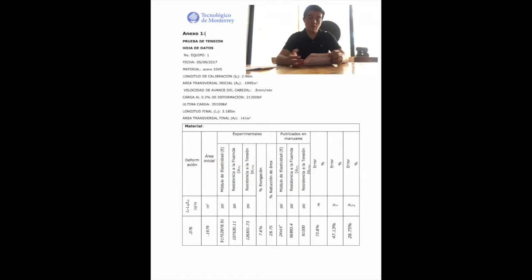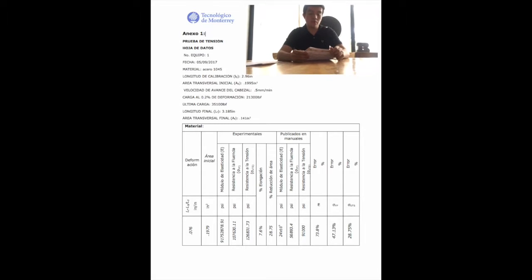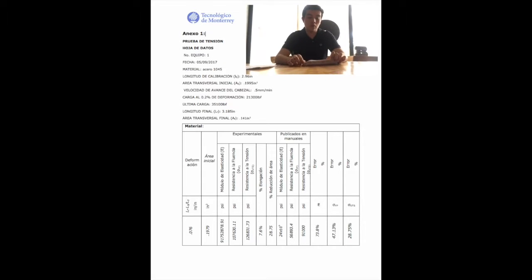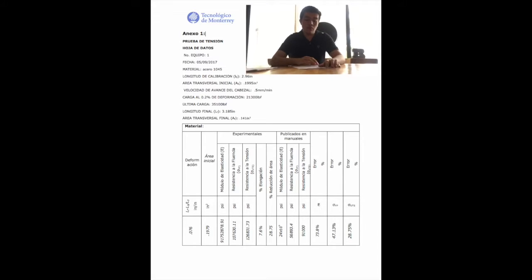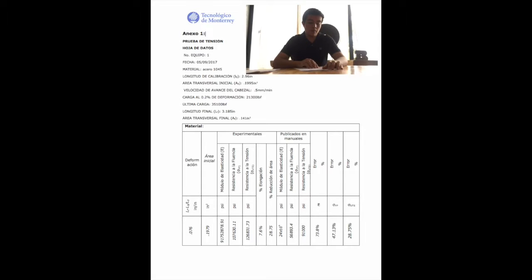10.9079 inches squared. Also, the velocity of the machine is 5 millimeters per minute, and the charge at 0.2% of deformation is 21,300 lbf, and the last charge is 25,100 lbf. After we use the universal machine, we have a final length of 3.18 inches and a final transversal area of 0.141 inches squared. With this data, we calculate the same information with the same formulas for each data.